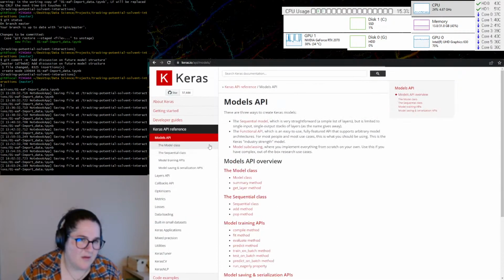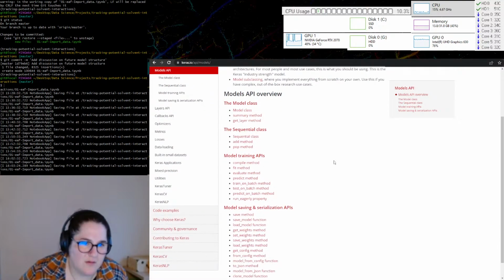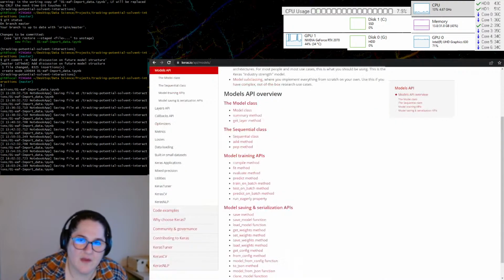Models API. Simple list of layers. Arbitrary model architectures. So we talked about the sequential class, but it looks like we should be using the functional API. Compile, fit, evaluate, predict. Okay. Yeah, this is really similar to what we were doing with scikit-learn.